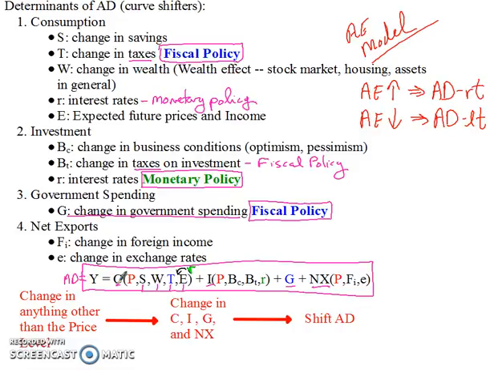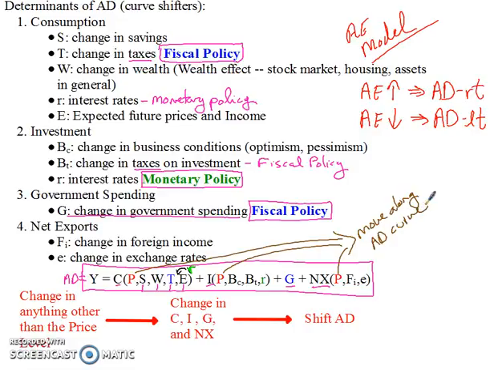Now, the new thing that's in there that we did not talk about before are prices. Right here, prices. That's the prices of all goods and services in the economy. So these are the things, prices. Those are the things that cause us to move along the aggregate demand curve.